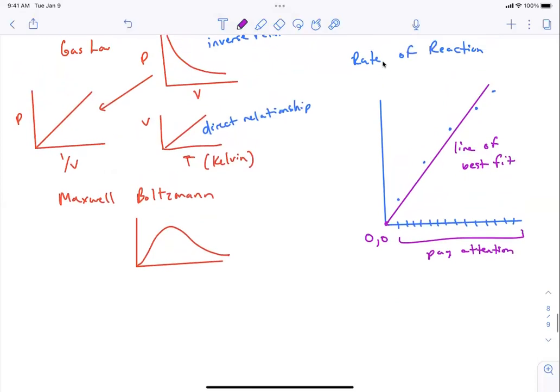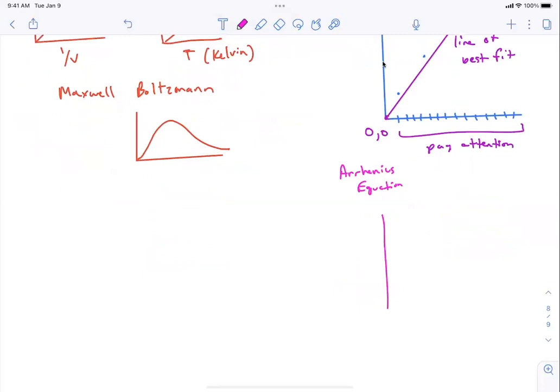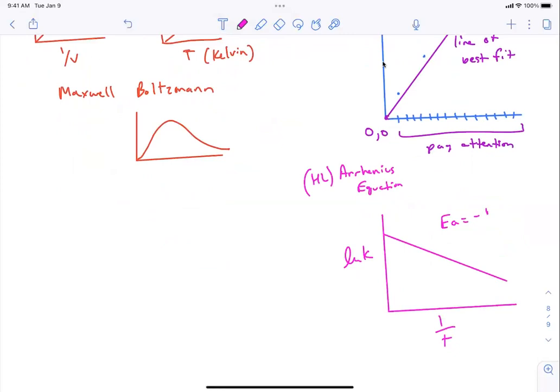Okay. For a higher level, you might have something like the Arrhenius equation, where you've got that natural log of k versus 1 over T. And you're having to read the graph off of a gridded chart to try to figure out what the activation energy is. Oh, sorry. Negative Ea over R is equal to the slope of that line.